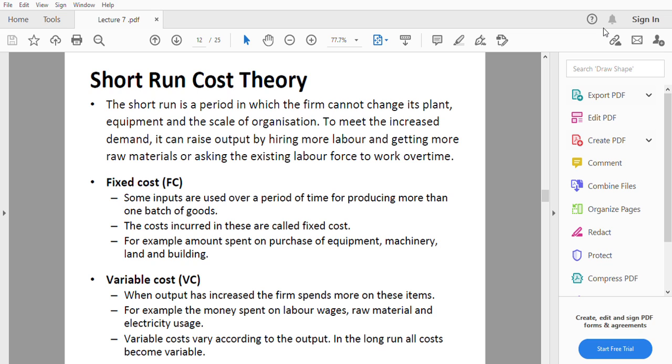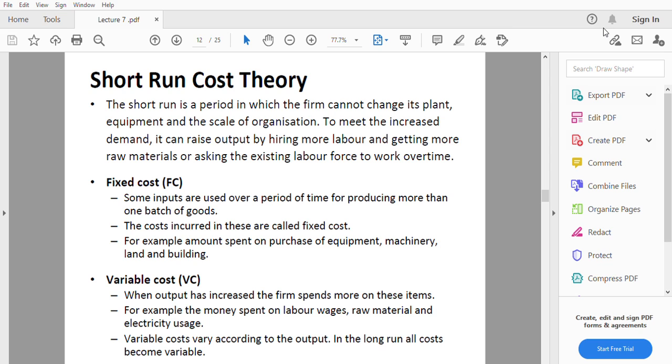The short run is a period in which the firm cannot change its plant, equipment, and the scale of organization. To meet increased demand, it can raise output by hiring more labor and getting more raw materials, or asking the existing labor force to work overtime. So in the short run, a firm cannot increase its plant, it cannot increase its equipment, cannot build an extra factory, it cannot increase the scale of production.